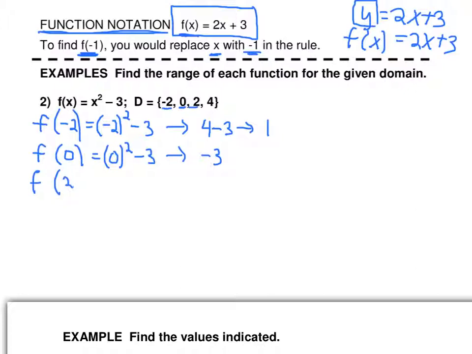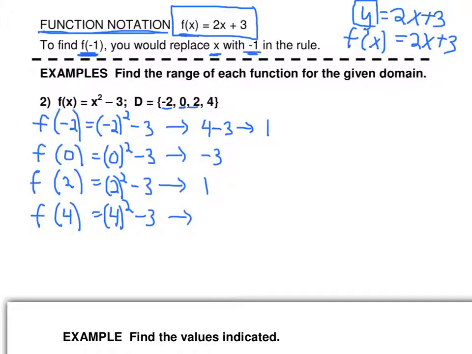So f of 2, and I get 1. And then f of 4, function of 4, put the 4 in there, and that's 16 minus 3, which would give me 13.